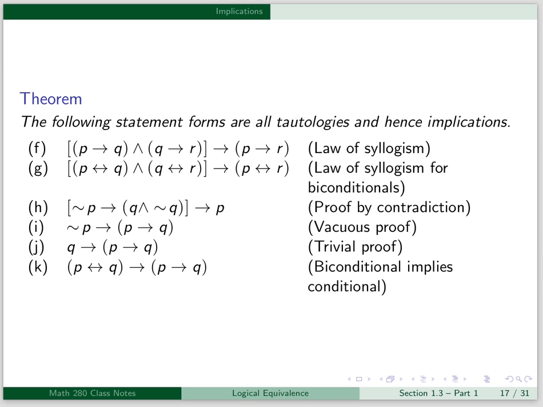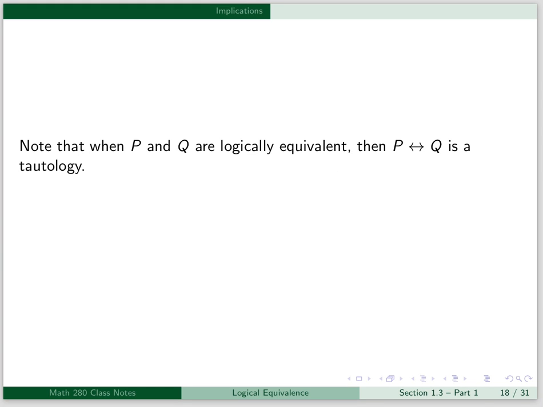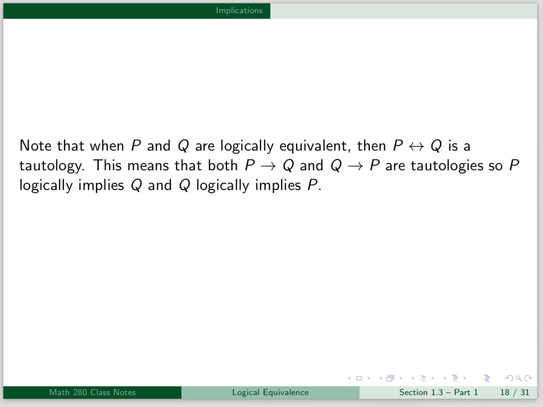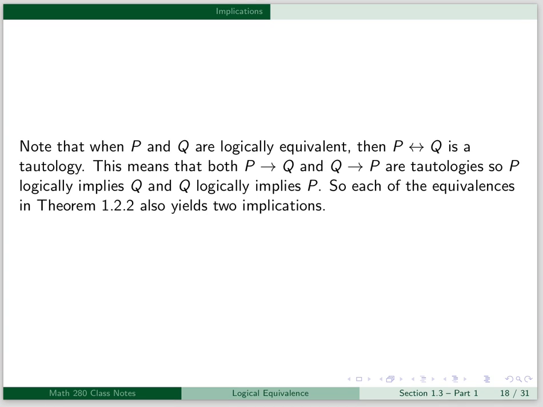And the biconditional implies the conditional. Note that when P and Q are logically equivalent, then P if and only if Q is a tautology. This means that both P implies Q and Q implies P are tautologies, so P logically implies Q and Q logically implies P. So each of the equivalences in theorem 1.2.2 in the previous section also yields two implications.